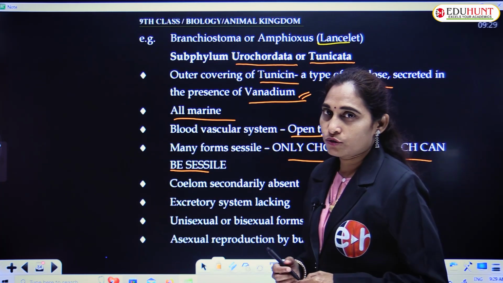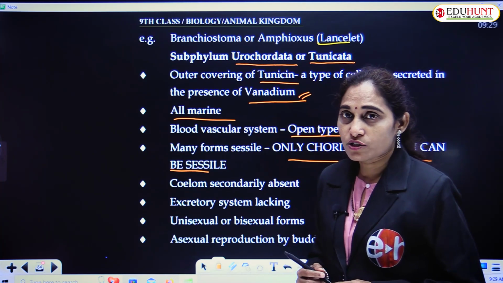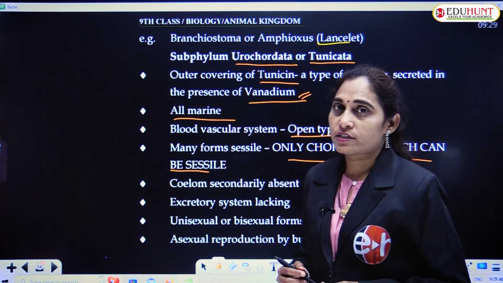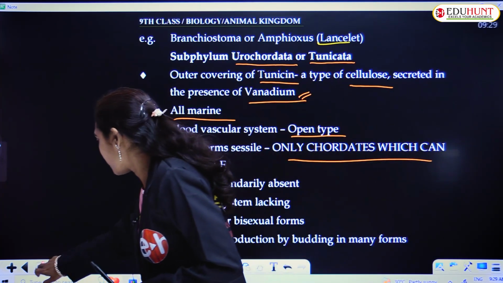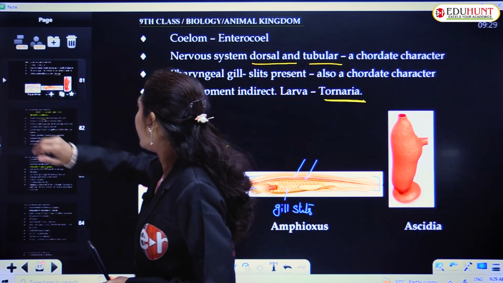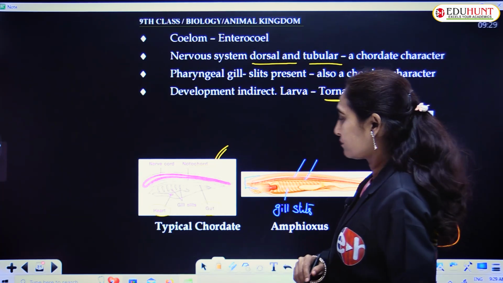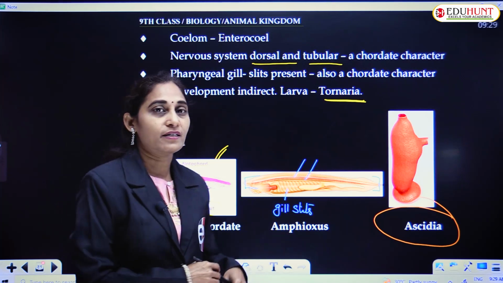Unisexual or bisexual forms are there. Some of the forms are unisexual and some are bisexual. Asexual reproduction also takes place by budding. These are called ascidians. Ascidia. This is the one you can see on the board. That is ascidia.